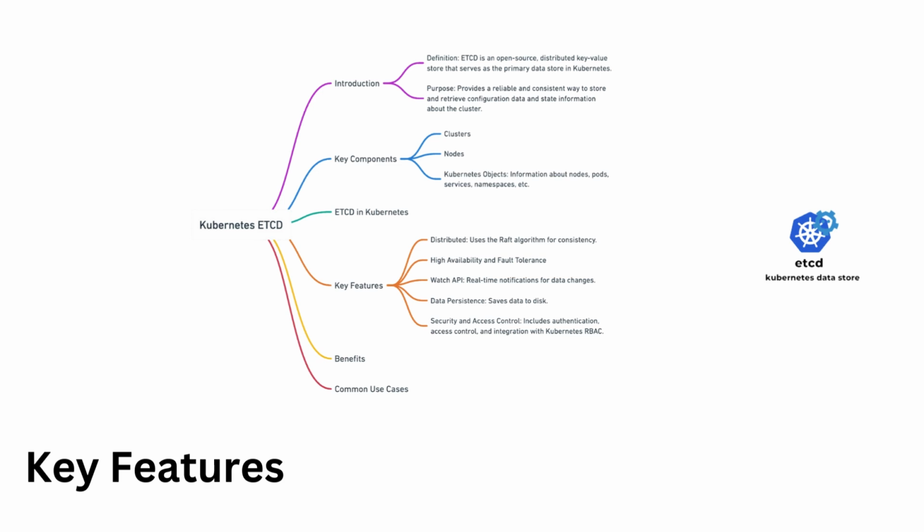This allows clients like the Kube API server to get real-time notifications of the changes that happen in the stored data. Another important aspect is data persistence. etcd can save data to disk, which means that even if the entire cluster goes down or needs to be restarted, the state of the cluster is preserved.